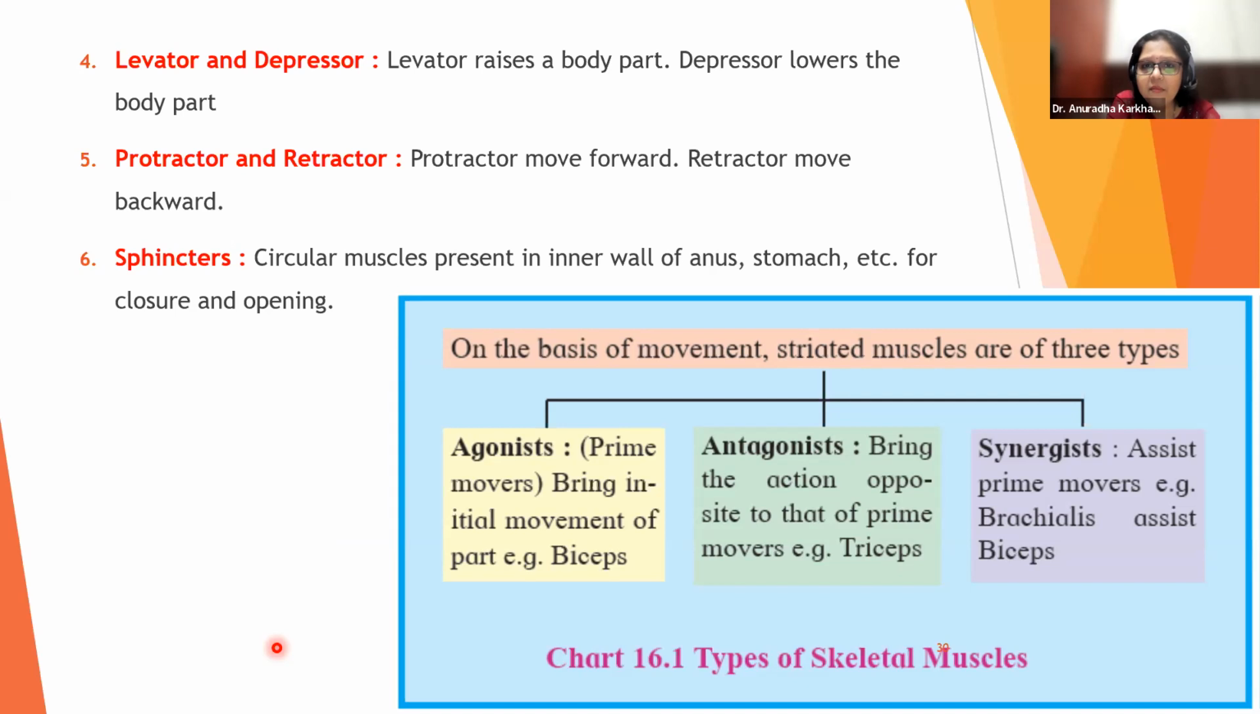Did you all understand? All 6 of them? Any difficulty, beta? Anyone not understood anything? These all are opposite to each other. They always work in pair.